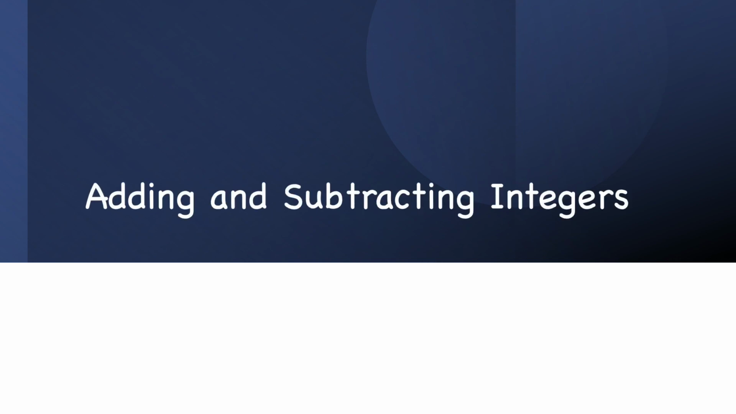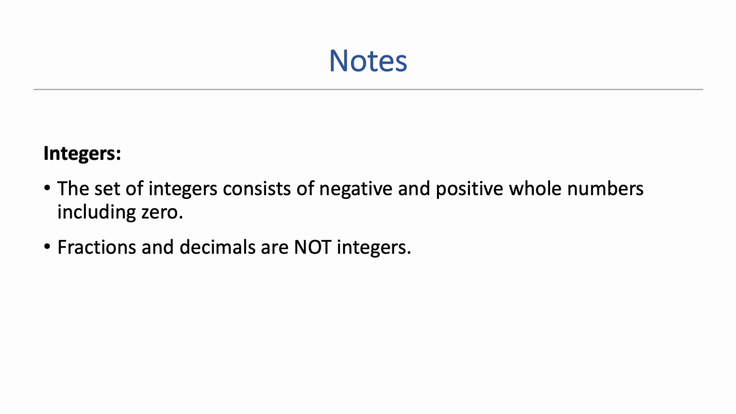Adding and subtracting integers. The set of integers consists of negative and positive whole numbers, including 0. For example, -3, -2, -1, 0, 1, 2, 3, and so on are all integers. Even the number -1,315 is an integer because it's a whole number.